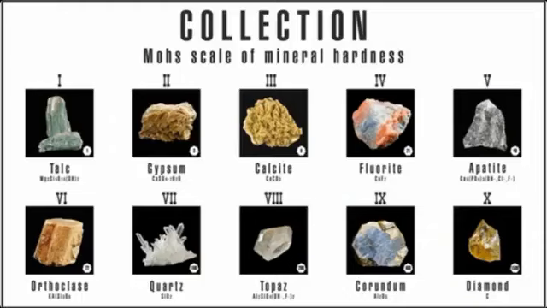So say 10 can scratch everything below, 5 can scratch everything from 1 to 4, and well, 4 is our friend fluorite. So fluorite can scratch everything that's beneath it, including calcite, which has a hardness of 3, which I find people tend to mistake fluorite for, and vice versa, a little bit.